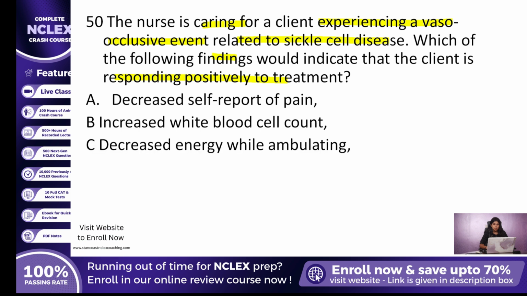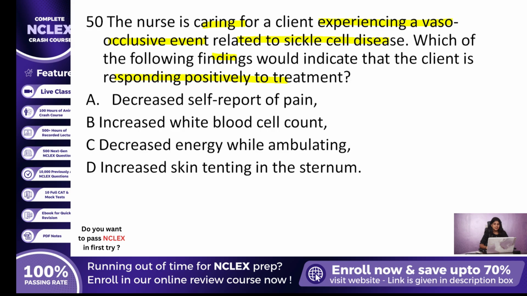B. Increased white blood cell count. C. Decreased energy while ambulating. Or D. Increased skin tenting in the sternum. The correct answer is option A, decreased self-report of pain.